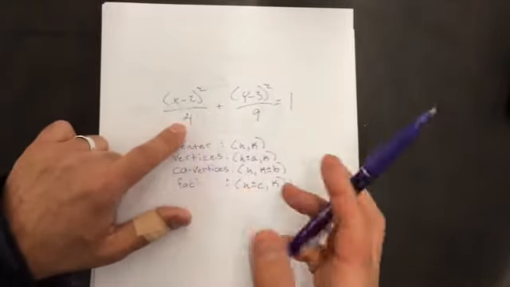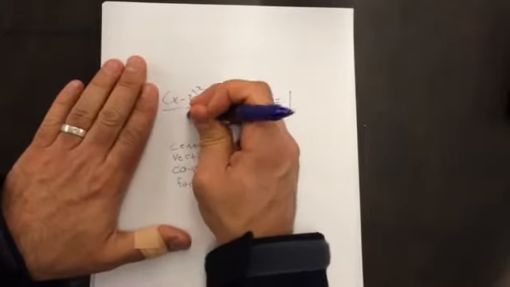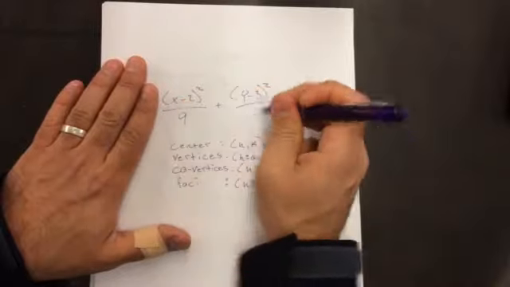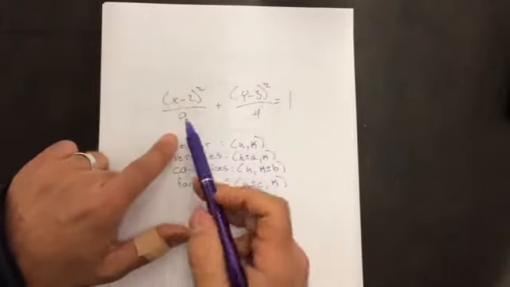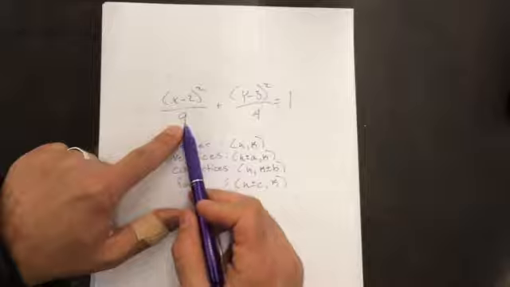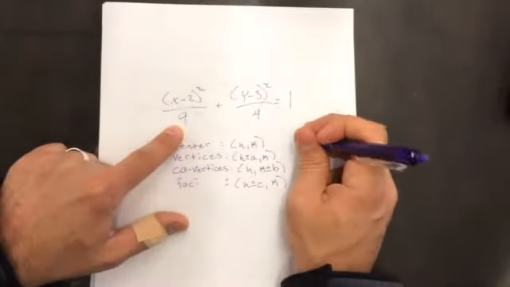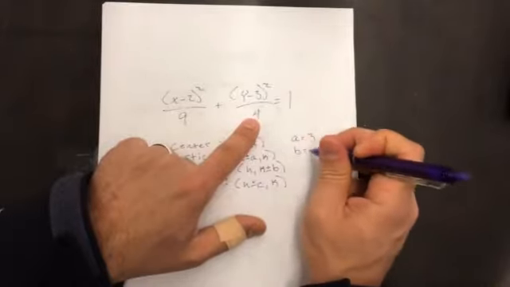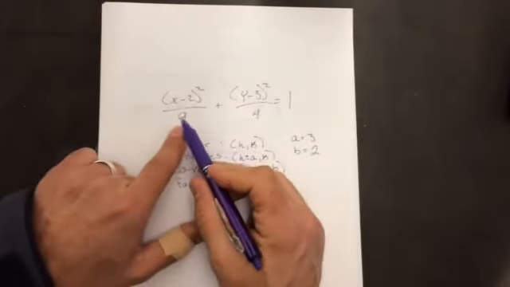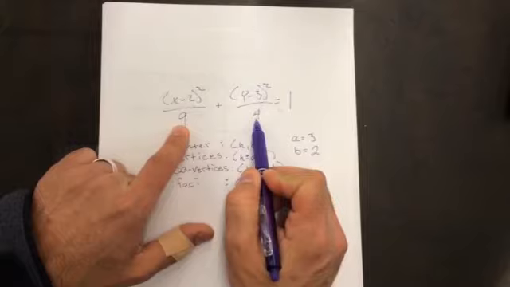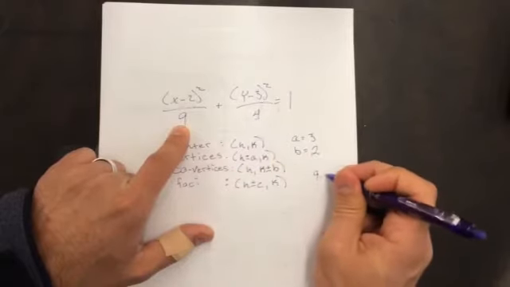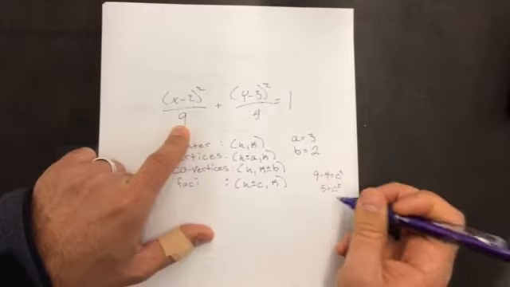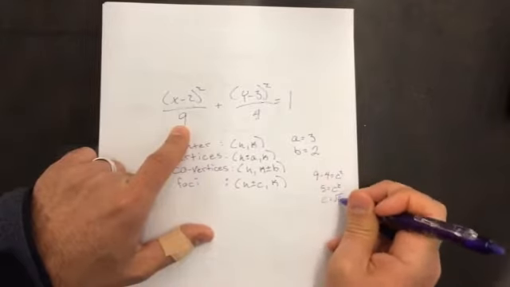A is, oh, I did this backwards. I got to switch these around. I apologize. This needs to be 9, and this needs to be 4. So I'm going to do the square root of this. This is a squared, so that means that a equals 3. This is b squared, which means that b equals 2. To find c, I do a squared minus b squared equals c squared. So 9 minus 4 equals c squared, which is 5 equals c squared. So c equals the square root of 5.